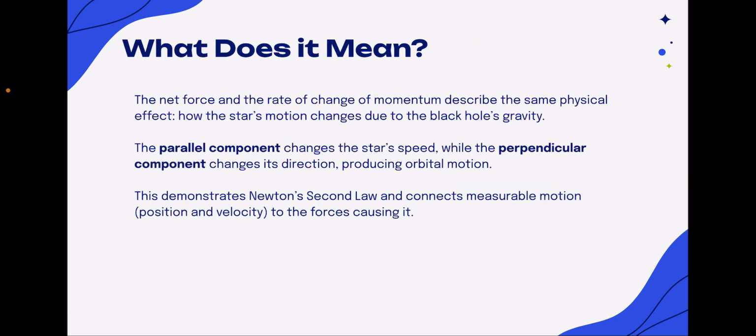This lab demonstrates how the net force and the rate of change of momentum describe the same physical effect, the star's motion under gravity. The parallel component of the force changes the speed, while the perpendicular component changes direction, resulting in curved motion. Overall, this shows that Newton's second law applies directly to orbital paths. Force and momentum are two ways of describing the same relationship between motion and gravity.